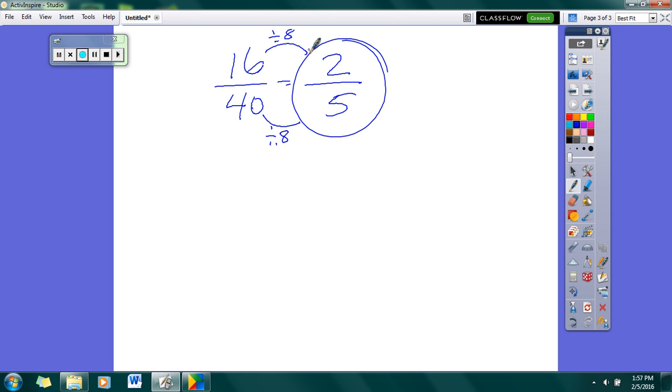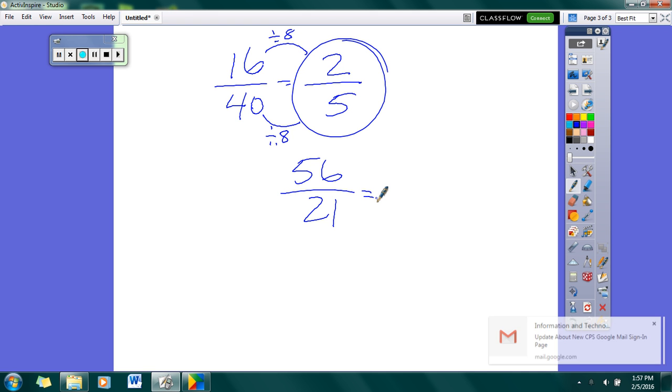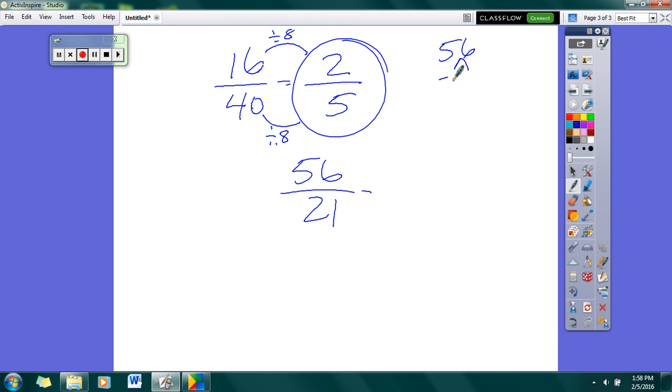Okay, let's try another one. If I have 56 over 21, I think about, is there a number that can go into both 56 and 21? I'm thinking off the top of my head, I have 3. But actually 3 cannot go into 56. So I think to myself, I can always do a factor tree.